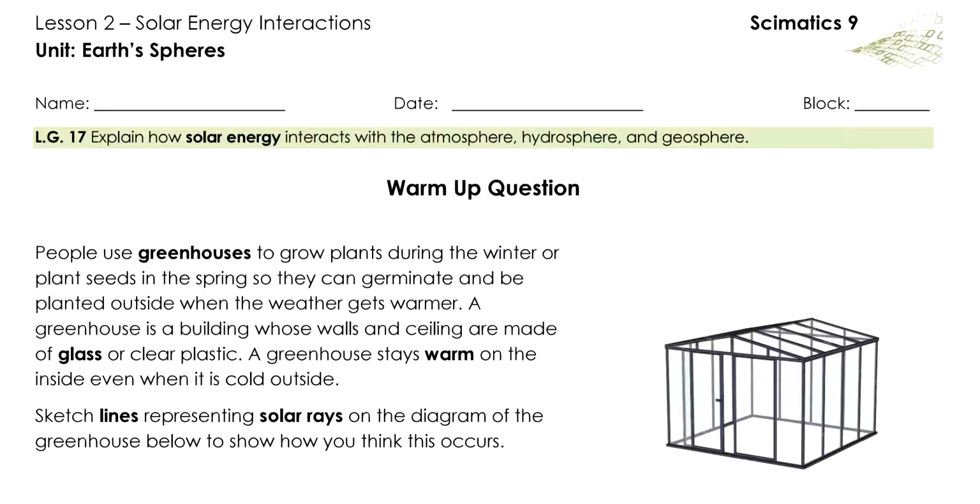People use greenhouses to grow plants during the winter or plant seeds in the spring so they can germinate and be planted outside when the weather gets warmer. A greenhouse is a building whose walls and ceiling are made of glass or clear plastic composites. A greenhouse stays warm on the inside even when it's cold on the outside. Sketch lines representing solar rays on the diagram of the greenhouse below to show how you think this occurs.